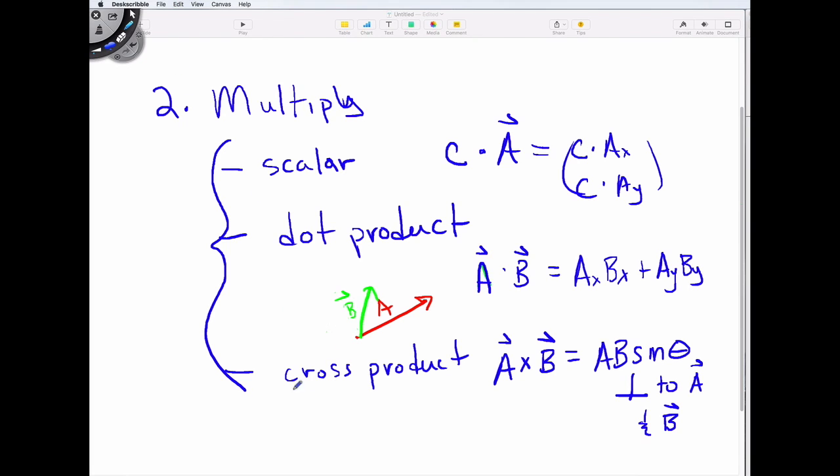If you remember from your physics, cross products show up in angular momentum. They show up in magnetic fields. They show up in a number of places. Dot products happen whenever we're projecting components onto an axis from an angle. And then scalar products happen anytime we multiply a vector by some scalar quantity.